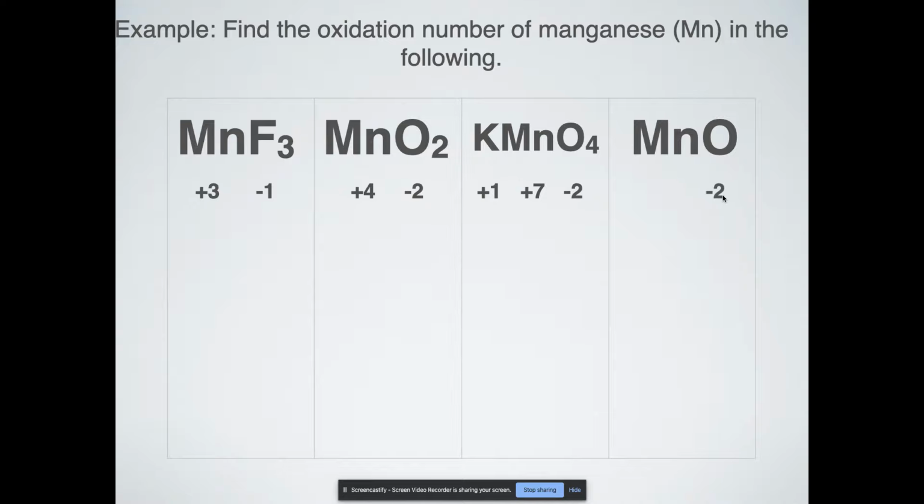Over here, we have a -2. Over here, we have a +2. So again, look at this. Manganese can be a +2, a +7, a +4, a +3. It can be a bunch of different charges.